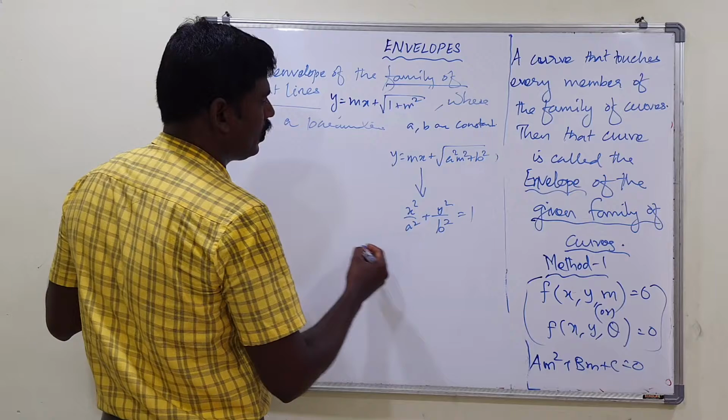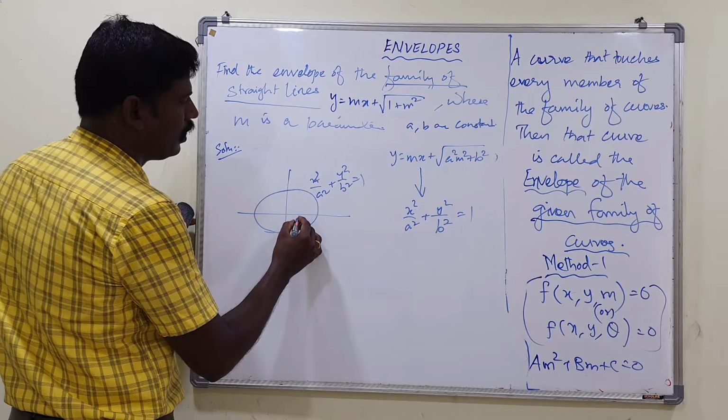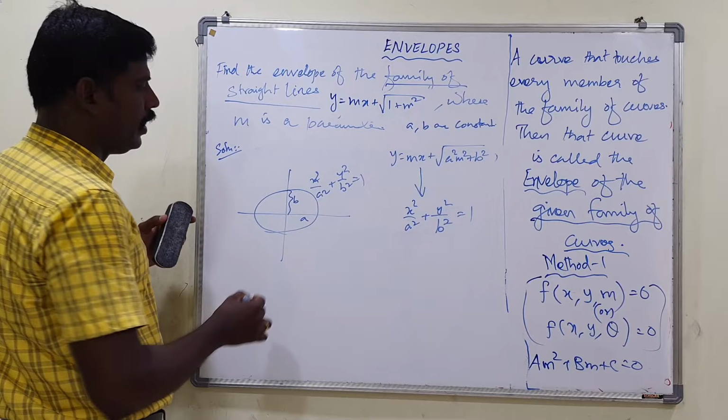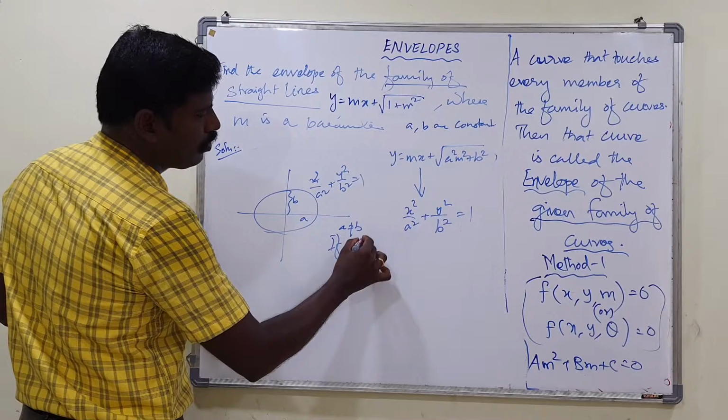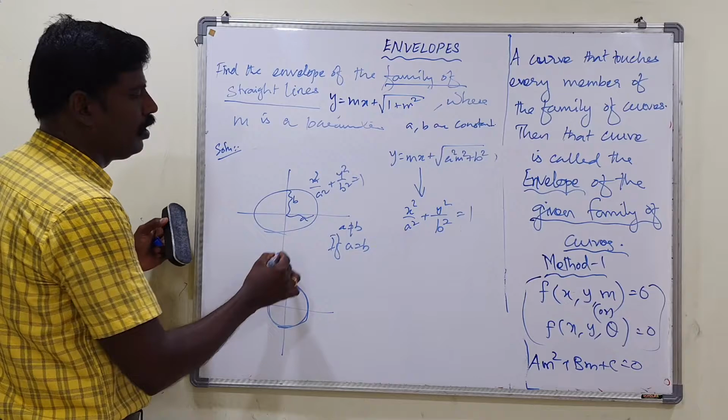x square by a square plus y square by b square is equal to 1. Here, the semi-major axis is a, the semi-minor axis is b. So both are not equal, a is not equal to b. Suppose a equal to b, then this ellipse becomes a circle. If these two distances are equal, then this ellipse becomes a circle.